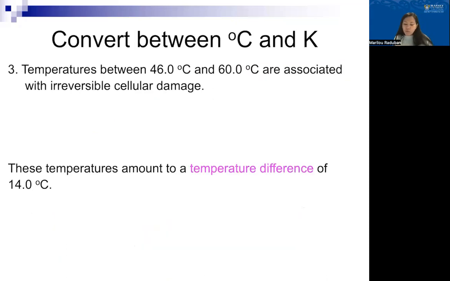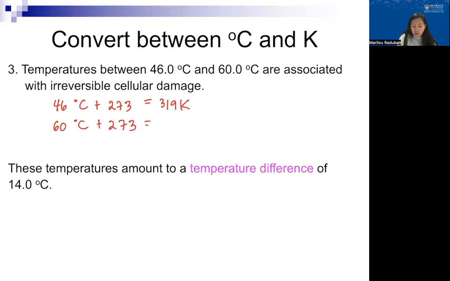Okay, so for the third question, it's rather straightforward now. It's also just Celsius to Kelvin. So we will add 273 to each of those. So 46 degrees Celsius plus 273 will give you 319 Kelvin. And similarly, 60 degrees Celsius plus 273 will give you 333 Kelvin. Okay, so relatively straightforward conversions there from Celsius to Kelvin.